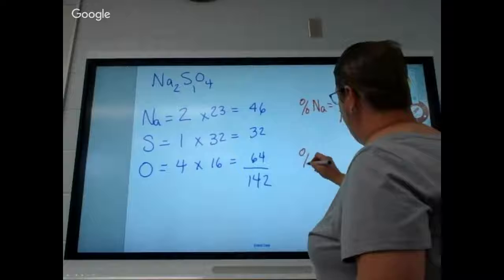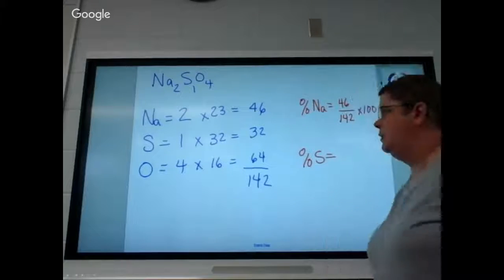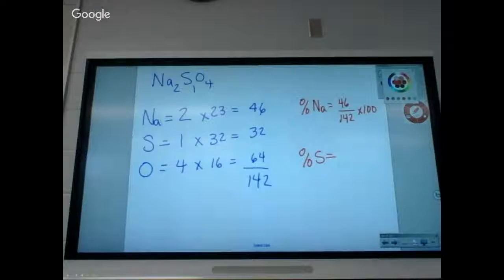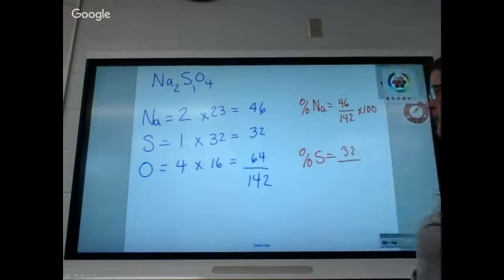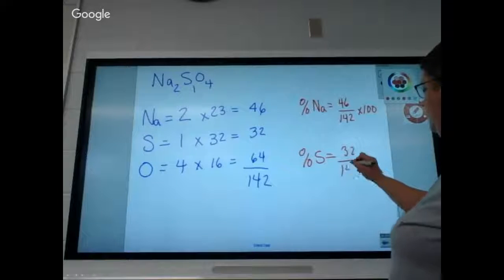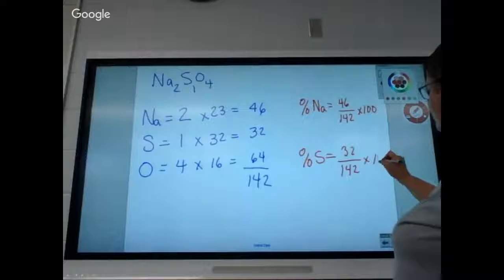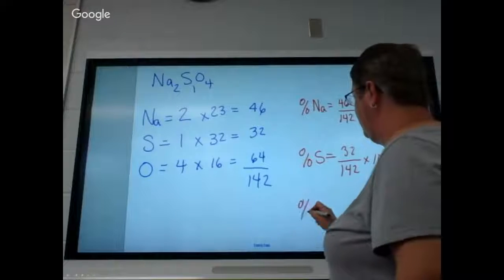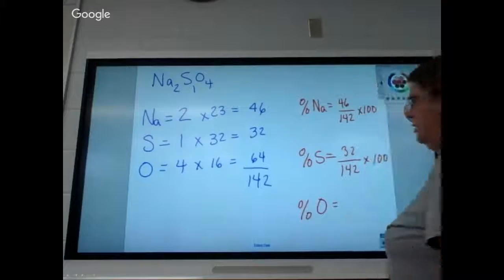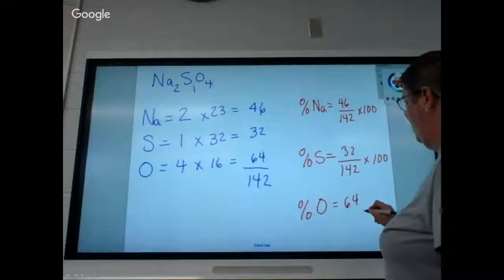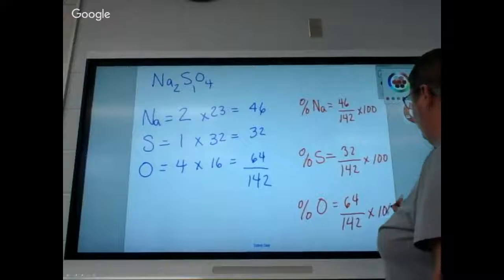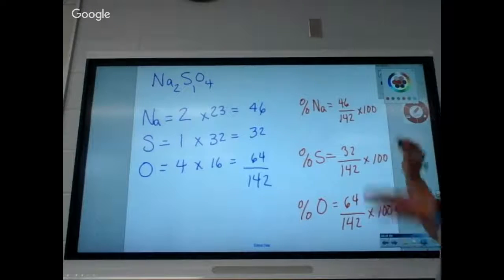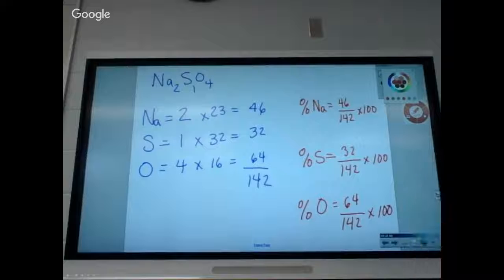All right, so if we do the same thing for sulfur, what's the mass of sulfur? 32. Over the mass of the compound, and then times 100. And for the absolute last element, the mass is 64, over the compound mass, and then times 100. Now, when we get all three of these answers, what should they add up to be? 100. Should be 100.